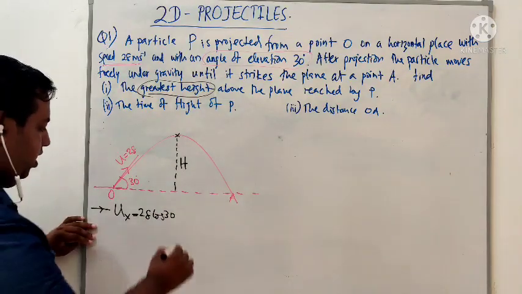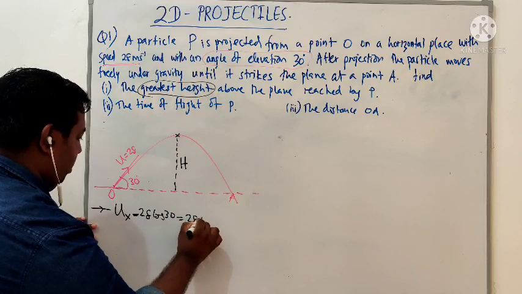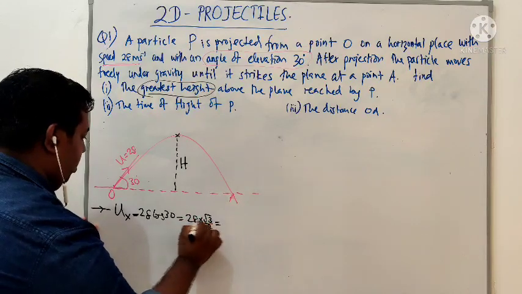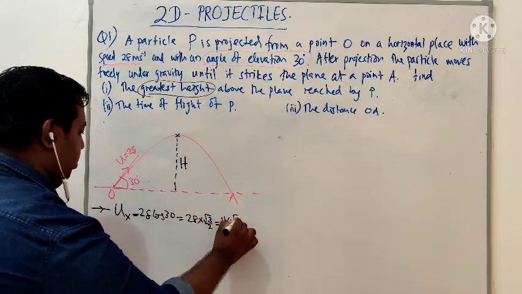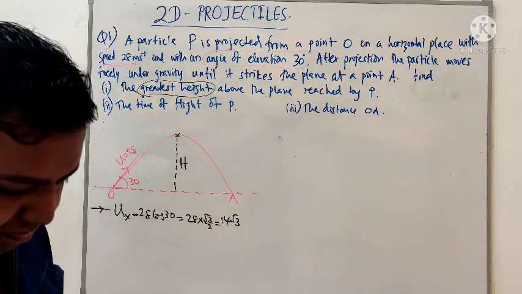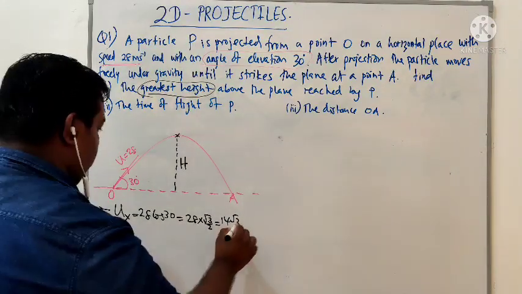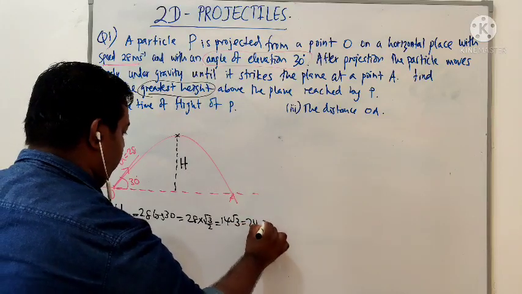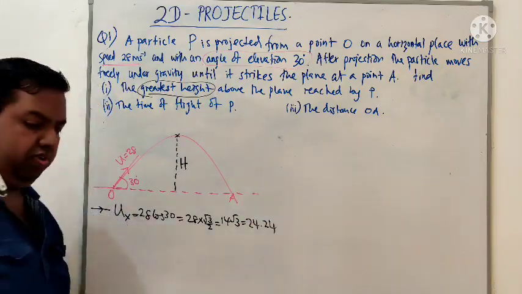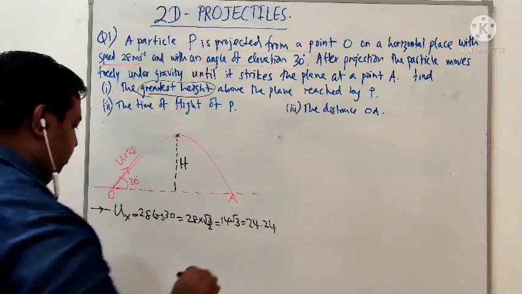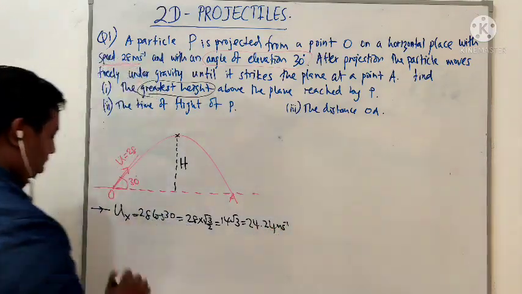So you can find out 28 cos 30. It will come 28 cos 30, root 3 by 2. So 28 over 2, 14 root 3. It will come 24.24 meter second minus 1.